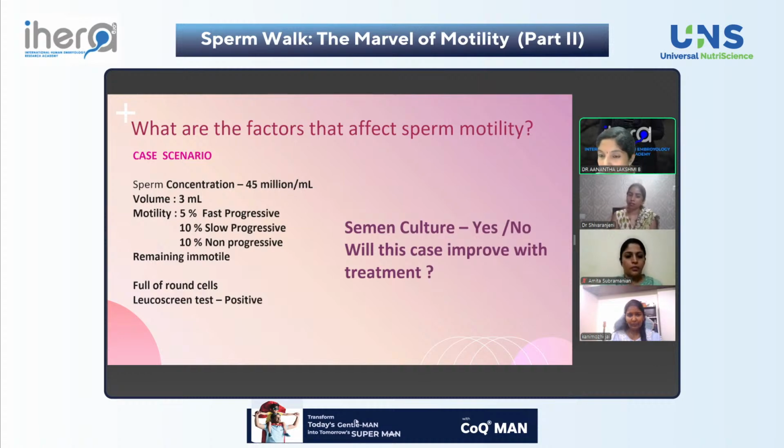Routine semen culture, do you advise it for all the patients before IVF or ICSI? Dr., it's better to advise semen culture for all patients to avoid any infection in the culture condition. Okay, sir. Any other reason? If your semen culture is positive before IVF or ICSI, do you want to treat that first and then take them up? Is there any particular reason apart from this?